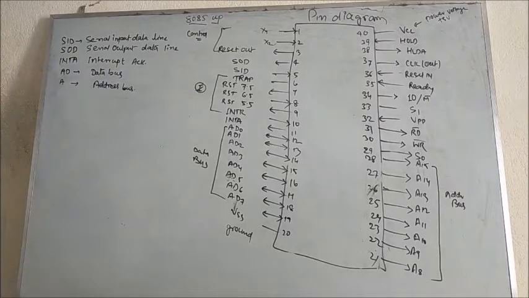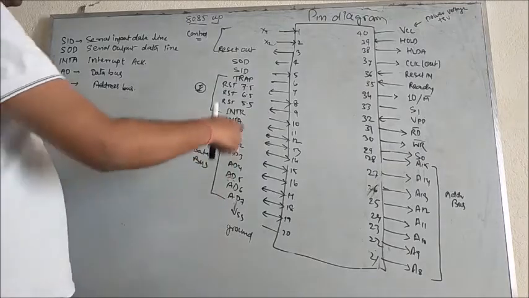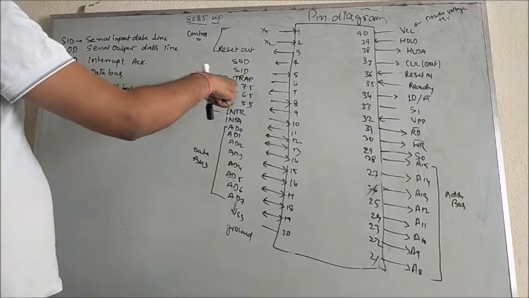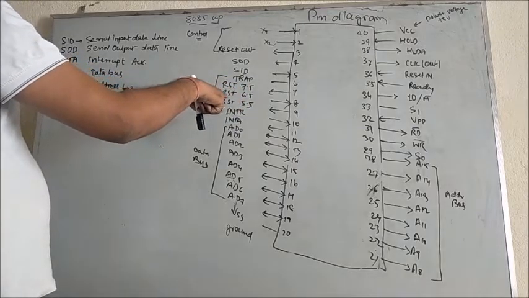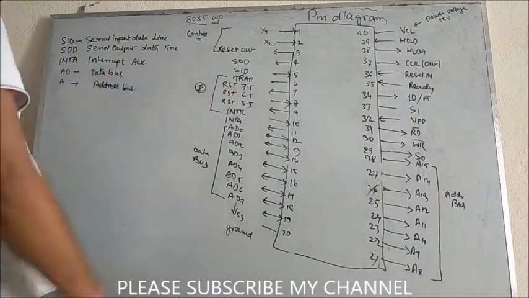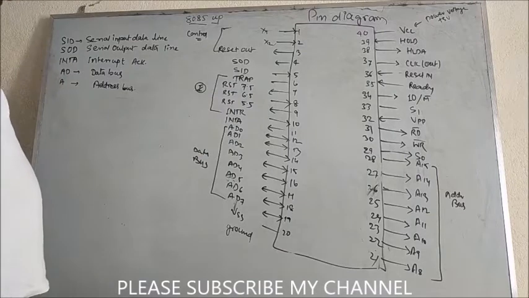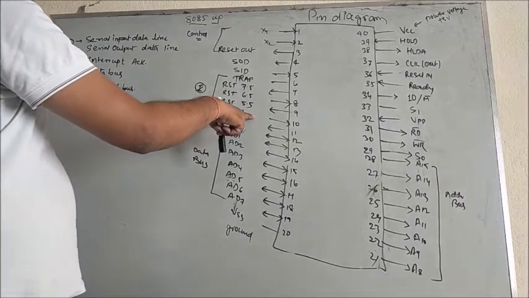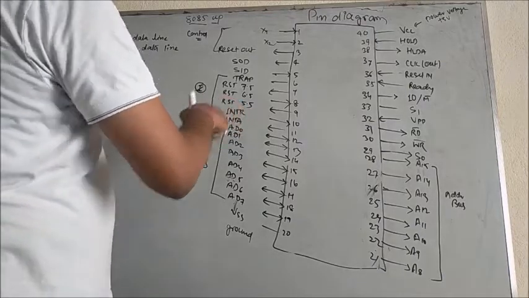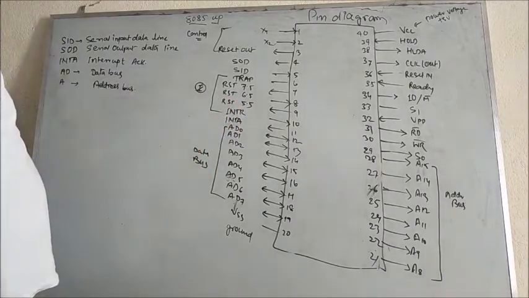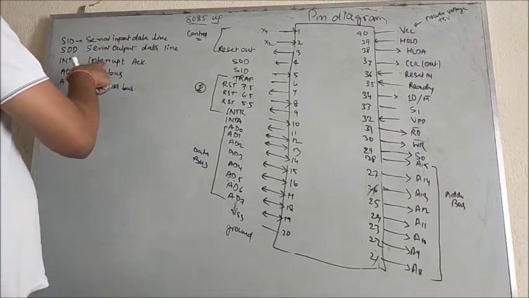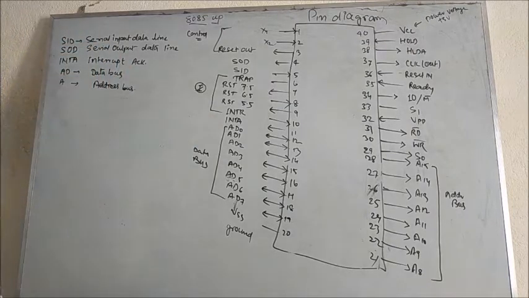Okay. So how many interrupts are there? First is TRAP. Next one is RST 7.5, then RST 6.5, then RST 5.5. After that we also use INTR, which is meant for interrupt. What is INTA? INTA is nothing but interrupt acknowledgement, right?